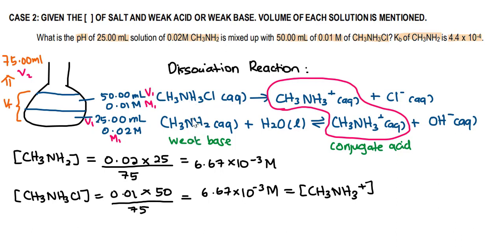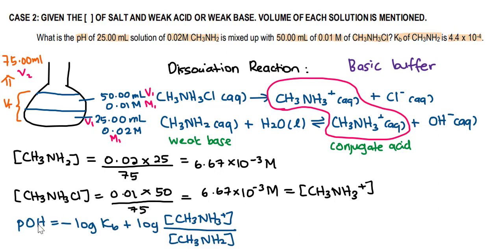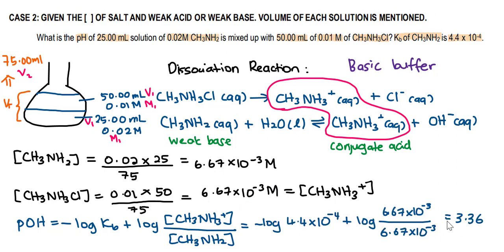Since we have a weak base and salt with the same conjugate acid, this solution is a basic buffer solution. To find the pH of the basic buffer solution, we need to find the value of pOH first by using the formula pOH equals negative log Kb plus log concentration of conjugate acid or salt divided by concentration of the weak base. Then substitute the values and you will get your answer, 3.36. After you find the value of pOH, find the value of pH by using pKw equals pH plus pOH. So the pH of this solution is 10.64.